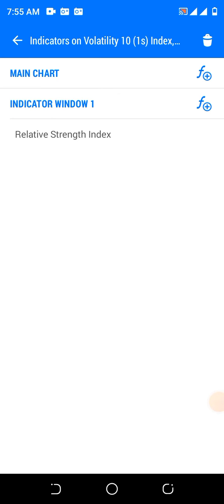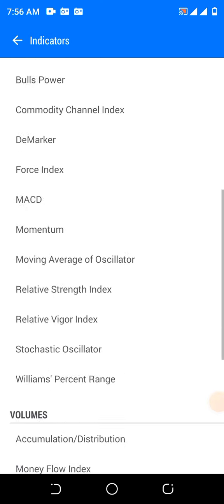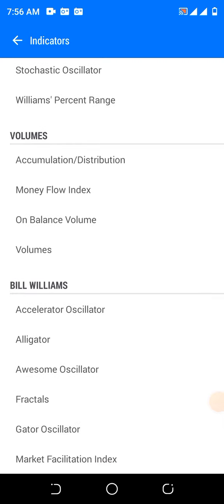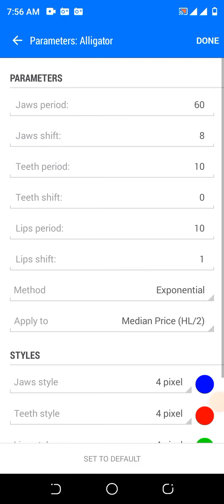Now the second thing, under the indicator window 1, you click on the F block sign. Now insert the Alligator indicator. Here are the settings for the Alligator indicator. You can write it down or screenshot it. The jaw period 60, jaw shift 8. Teeth period 10, teeth shift 0. Lip period 10, lips shift 1. Method exponential. Apply to median price.